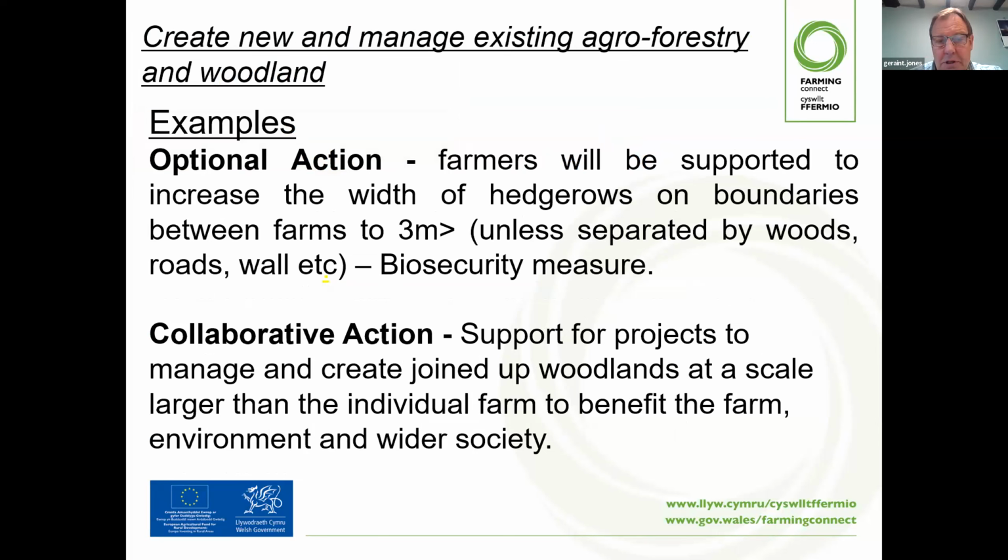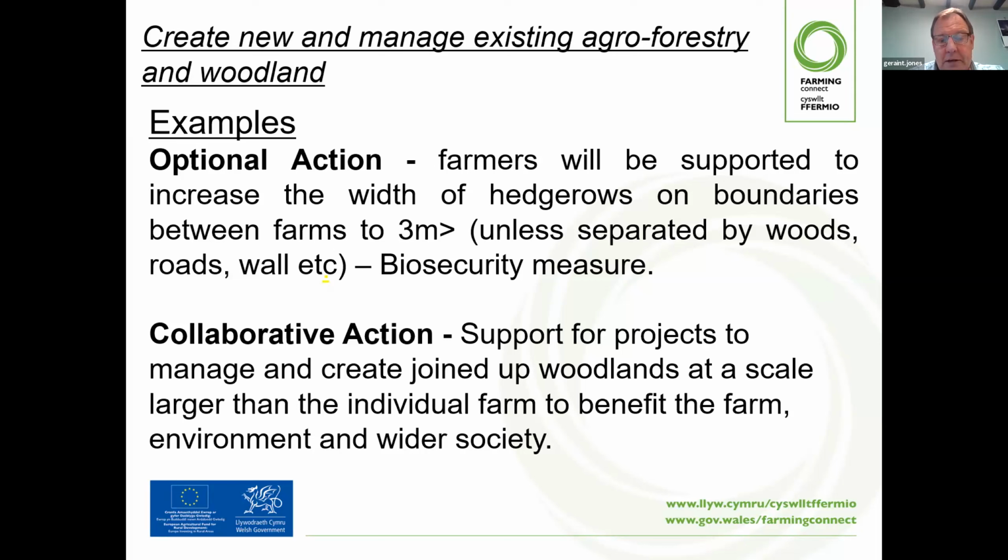Optional actions in the optional tier, farmers will be supported to increase the width of hedgerows on boundaries between farms, for instance, of 3 metres and over, unless separated by woods, roads and walls, etc. And this is a biosecurity measure. So you can increase the width of your existing hedgerow, or even if obviously there's just a fence line. It's the first thing I do when I get onto farms. Look at the farm boundary, and there are plenty of opportunities there.